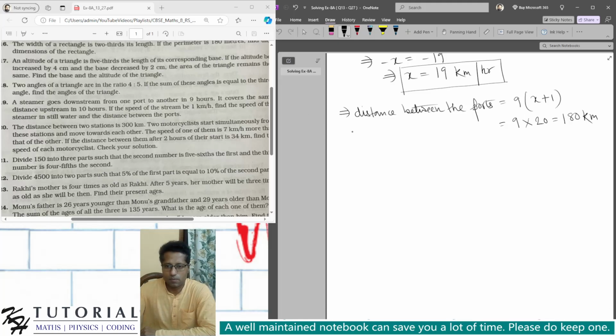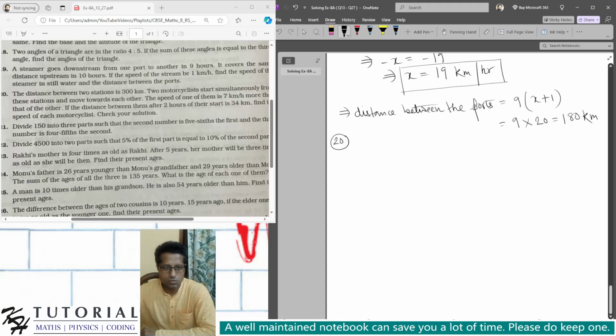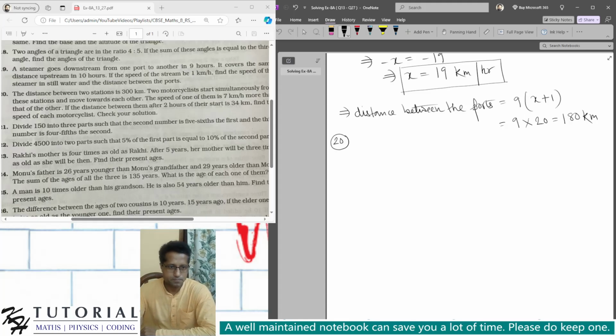Okay, let's do problem number 20. The distance between two stations is 300 kilometer. Two motorcyclists start simultaneously from the stations and move towards each other. The speed of one of them is 7 km per hour more than that of the other. If the distance between them after 2 hours of their start is 34 kilometer, find the speed of each motorcyclist. Check your solution.